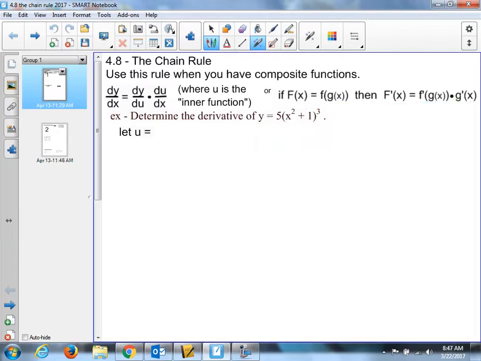So, what we have to do is, remember at the start of the year I was having you guys rip this function apart. What's the inside function? What's the outside function? This is why. And now, I hope this is obvious. What's the inner function? X squared plus 1. So we're going to let u equal, so you start off with a statement, let u equal x squared plus 1.